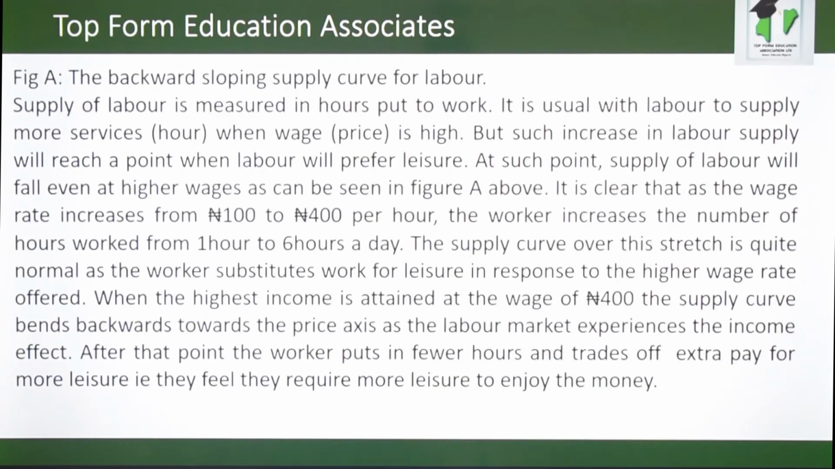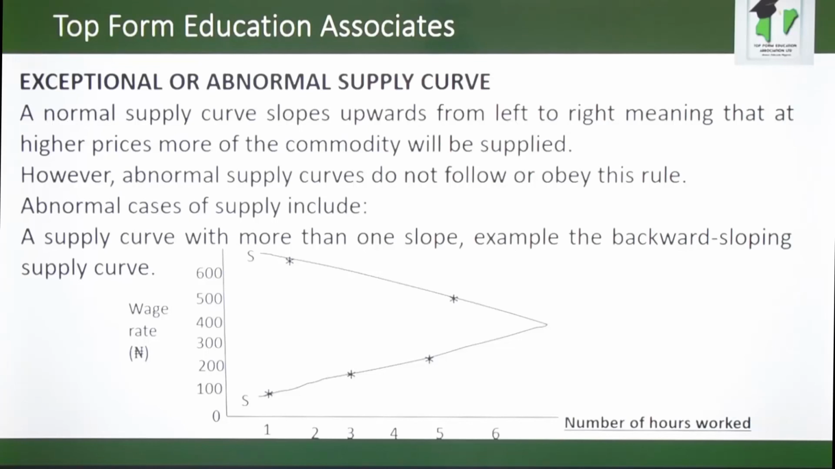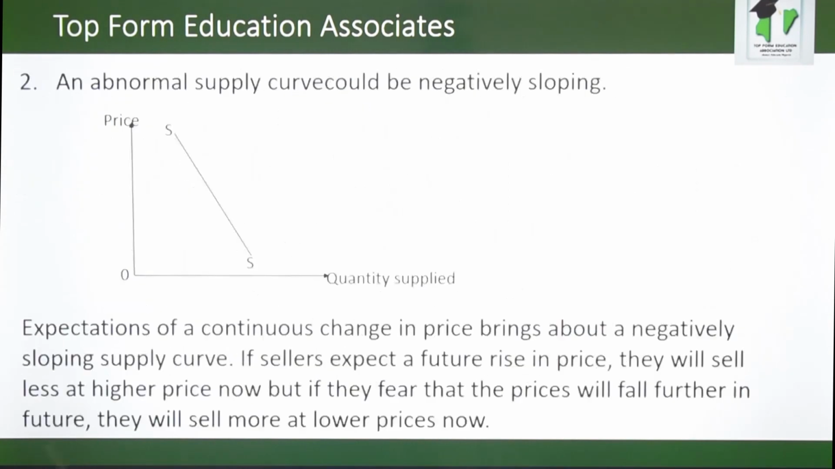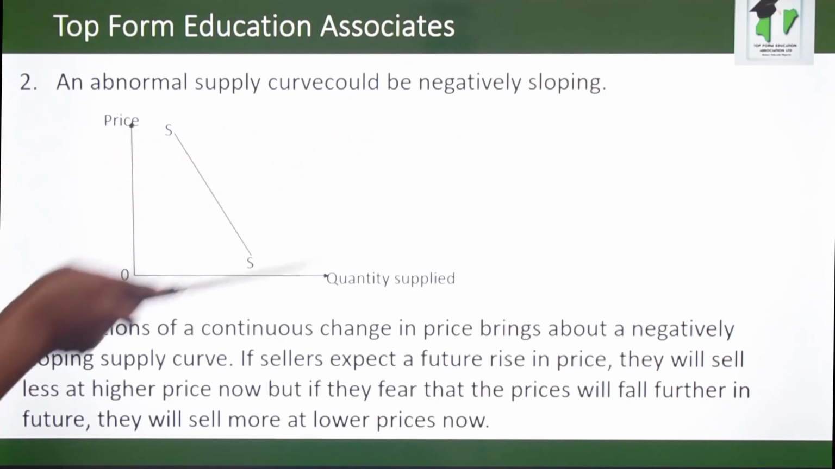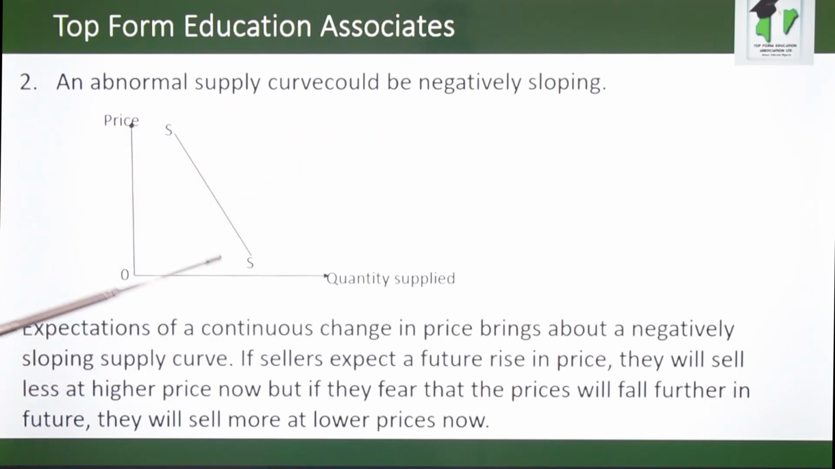So that is, the first one is the abnormal. This is one of the abnormal supply curves. Anything that looks like this is abnormal. Another thing, look at this, an abnormal supply curve could be negatively sloped. If you see any supply curve that is like this, it is very, very abnormal. It is only the demand curve that is like this. So a supply curve that slopes downwards, a supply curve that is negatively sloped, is abnormal.